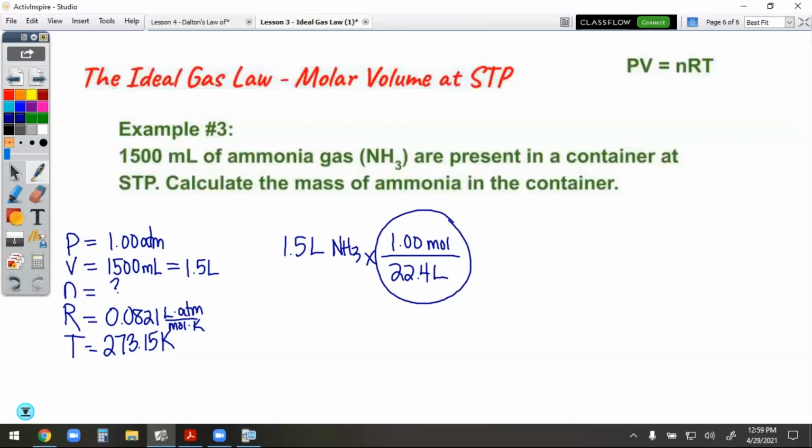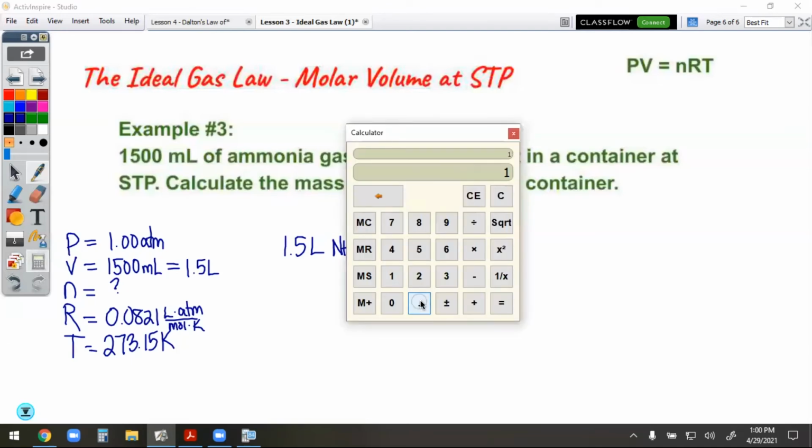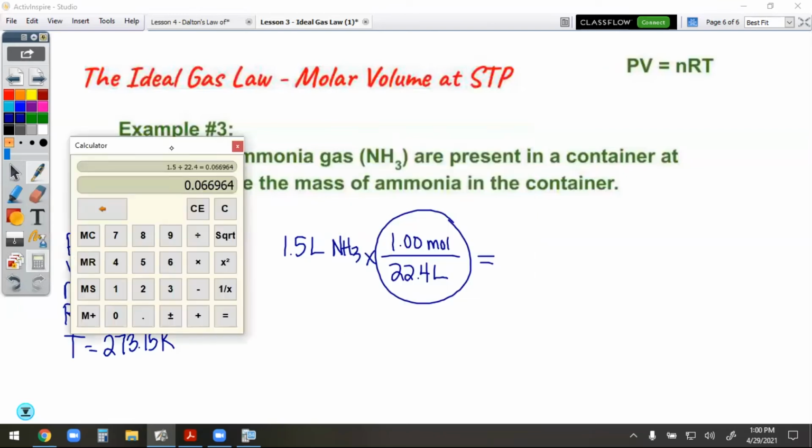The answer that we obtained from problem number 2 is something, again, that is universal. Anytime we are at STP, we can use this conversion factor to go directly from volume of a substance into moles of a substance. So in this case, we'll have 1.5 divided by 22.4 to wind up with a number of moles equal to, we'll go with 3 significant figures, 0.0670 moles.